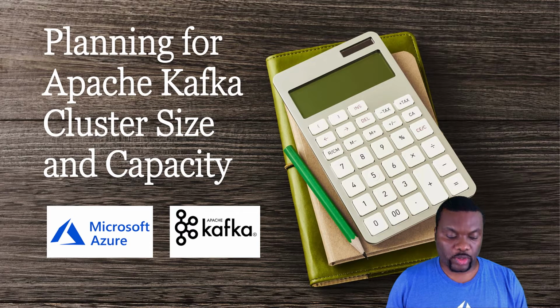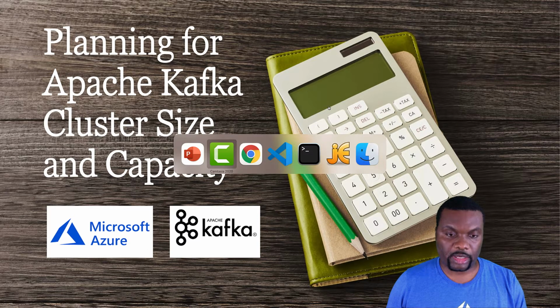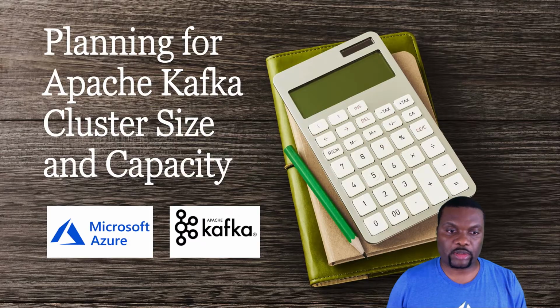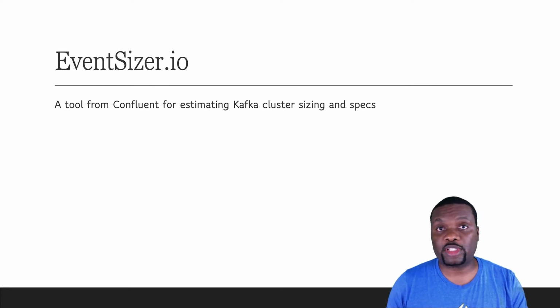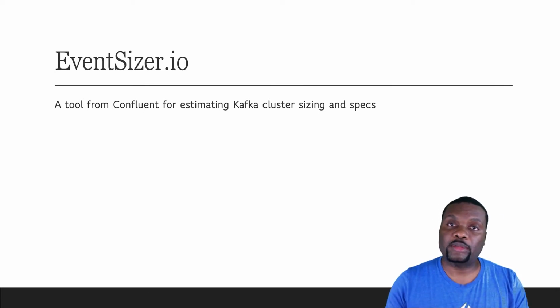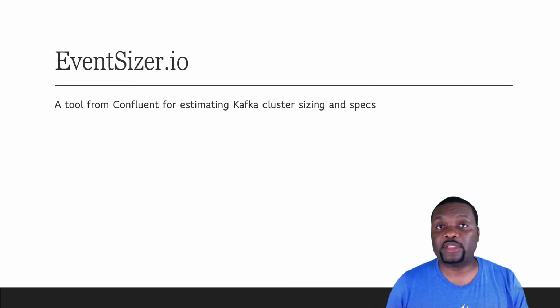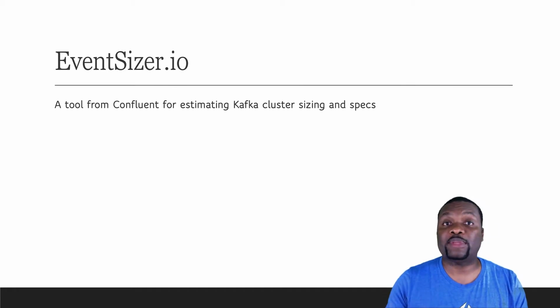So now we're going to get started by heading out to a particular website. If you're not familiar with this tool, it is called eventsizer.io. It is a tool from Confluent where you can specify the amount of data that is coming into your cluster in terms of megabytes per second or per day or something like that. And then you can also specify the number of clients that are pulling data out of the brokers, which I think they call a fan out. And then you can also specify how long you want to keep the data inside the cluster.